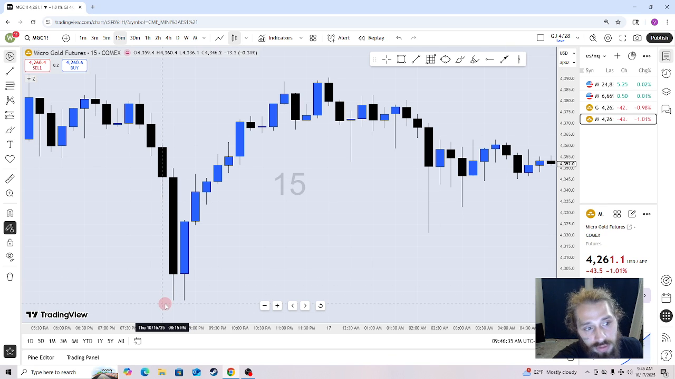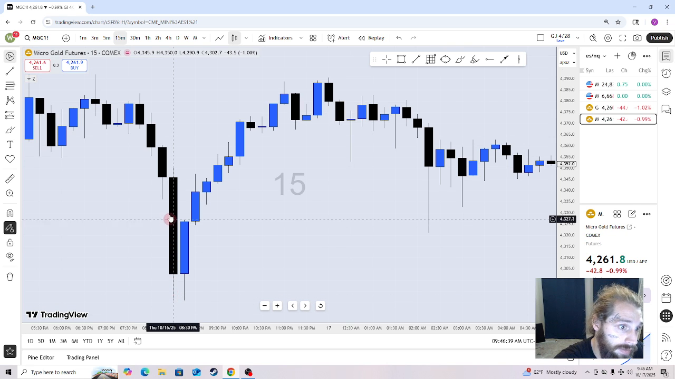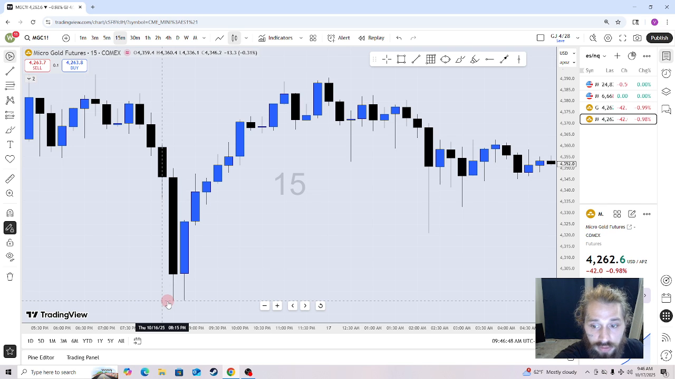Not to throw numbers at you to confuse you, all I'm trying to say is this is the duration and the exact measurement of what price did in this 15-minute span. Price simply went from a high of 4,350 all the way down to 4,290. So a difference of about 60 points in the matter of 15 minutes.